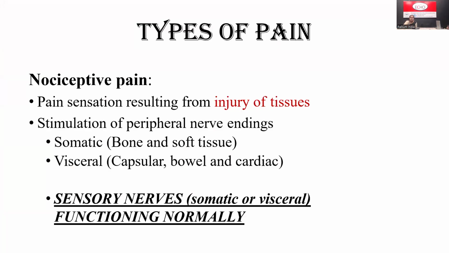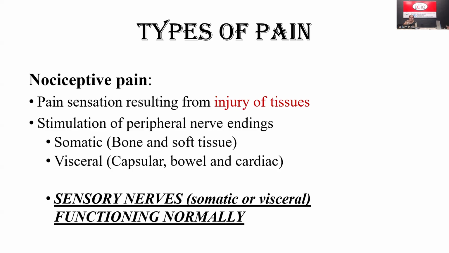Okay, what is nociceptive pain? Pain sensation resulting from injury of tissues. So stimulation of, injury of tissues. Okay, that can be somatic or visceral. Soma means what? Soft tissue, right? Soma means tissue. So somatic component means the pain which is perceived in the bone, muscle, soft tissue. You should be clear about this.